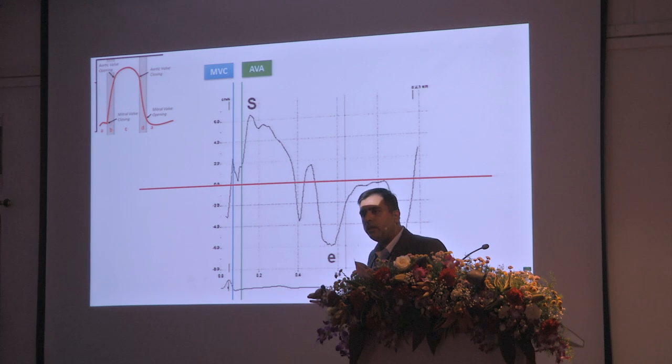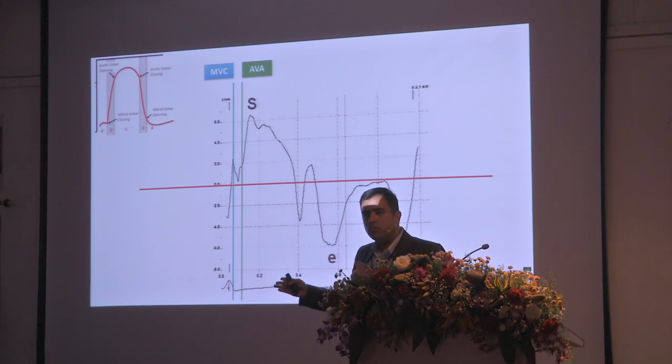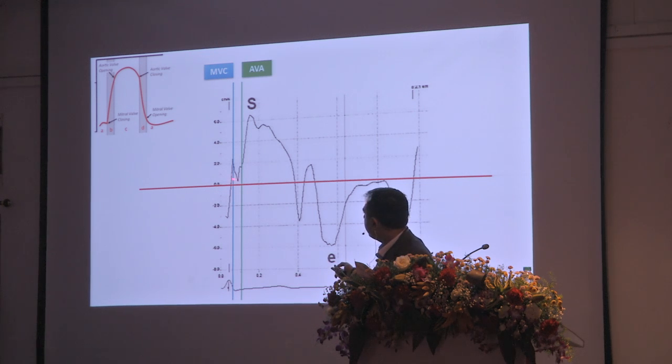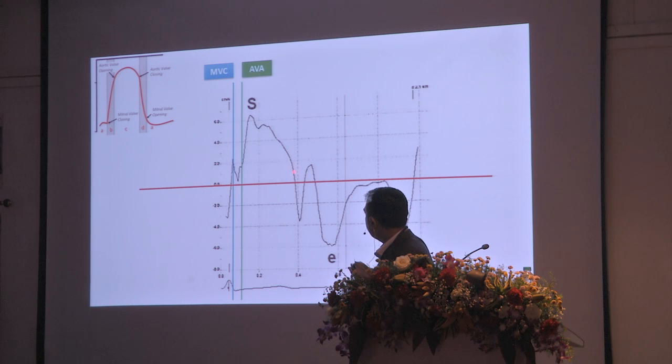Now, timing in all strain and strain rate or any tissue Doppler imaging does not happen from aortic or mitral valve events, but it happens from the onset of the QRS. So any timing that we do is done from the onset of QRS so that there is uniformity there. As you can see, just like in our pressure tracing, you have a very sharp initial uptake of the curve, which corresponds to the forceful ejection of blood, and which slowly tapers down and crosses into the negative.